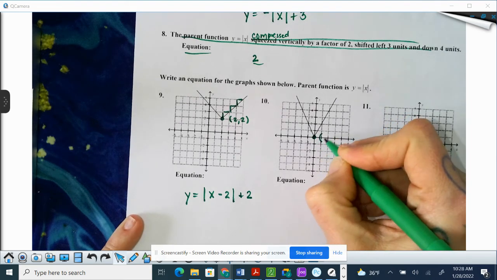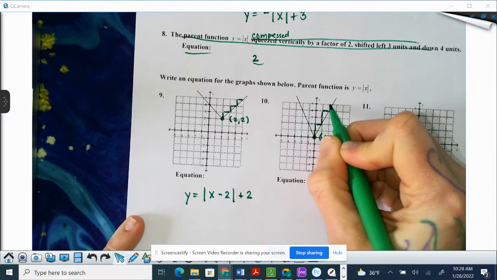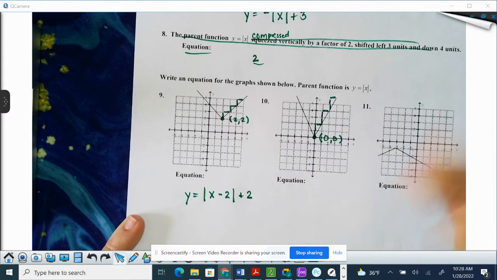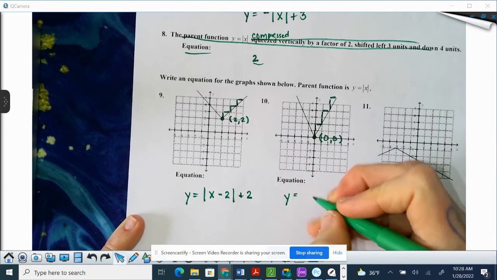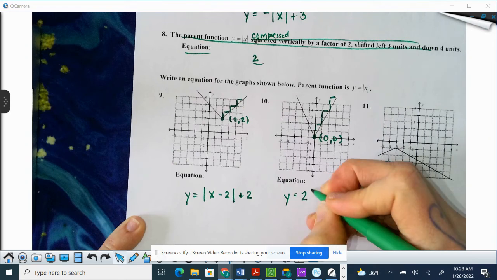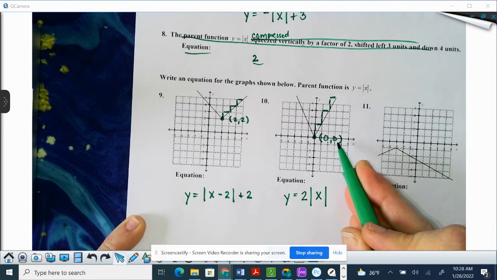Vertex is 0, 0. My rate of change is up 2 over 1, up 2 over 1. It did not flip over the x, so it did get steeper than an average parent function, so it went up by 2. x, it did not go left or right, and did not go up or down.